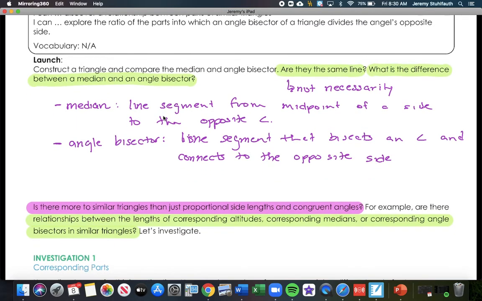So our question is: is there more to similar triangles than just proportional side lengths and congruent angles? Recall, when you have similar triangles, the corresponding side lengths are proportional, and all the angles are congruent to each other. So what we're going to look at is whether there is a relationship in similar triangles between corresponding altitudes, corresponding medians, and corresponding angle bisectors.